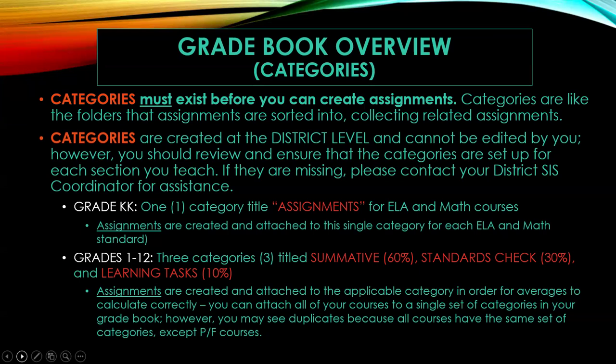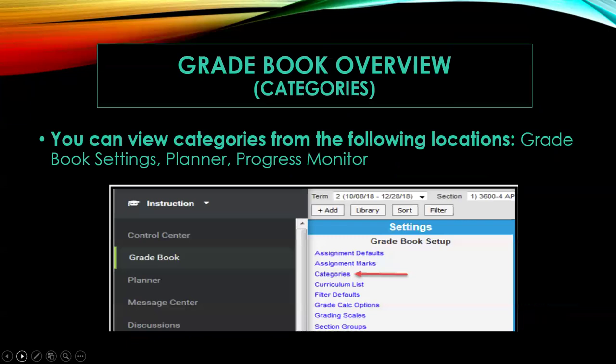You can attach all of your courses to a single set of categories in your gradebook. However, you may see duplicates because all courses have the same set of categories except for our pass-fail courses. You can view categories from the following locations in your gradebook: from your gradebook settings, your planner, or progress monitor, as shown here.